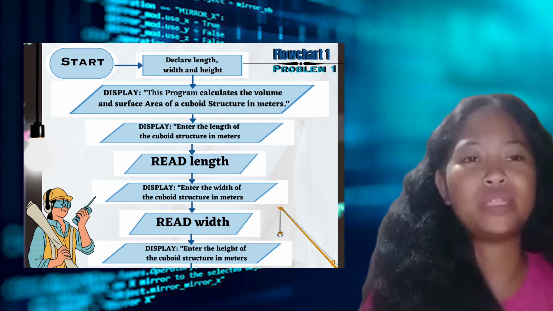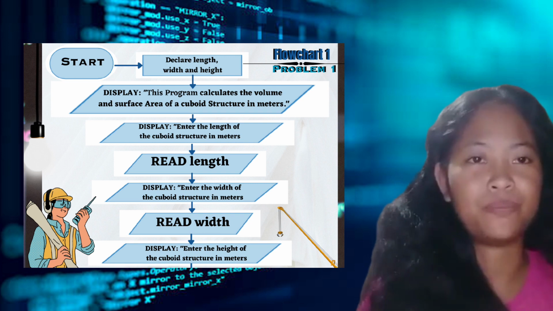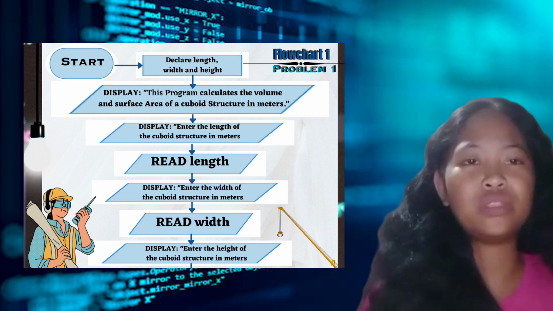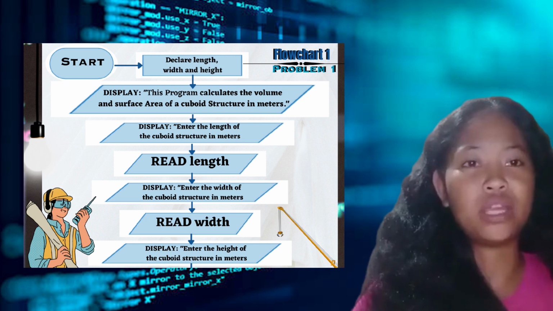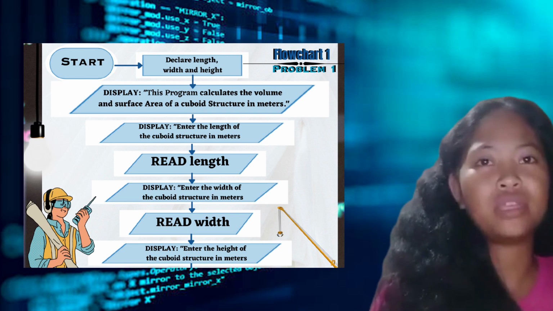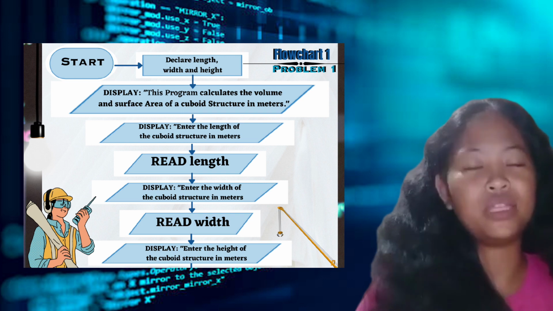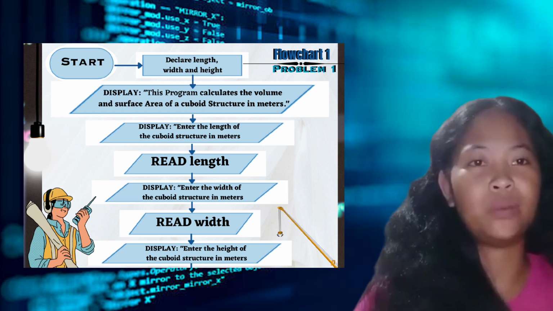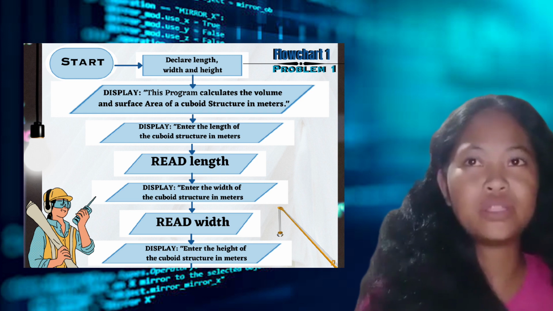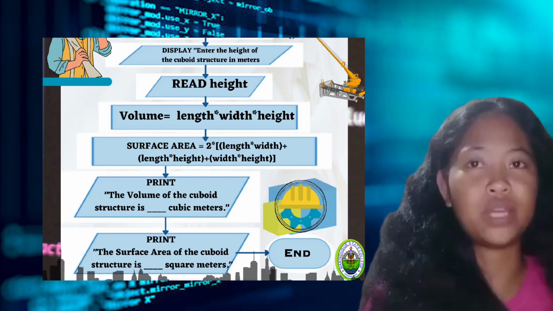Next, the program displays the message, enter the length of the cuboid structure. The user will provide an input for length, which is read and stored in the variable length. The program displays the message, enter the width of the cuboid structure. The user provides an input value for width, which is read and stored in the variable width. And next, the user provides an input for height, which is read and stored in the variable height.